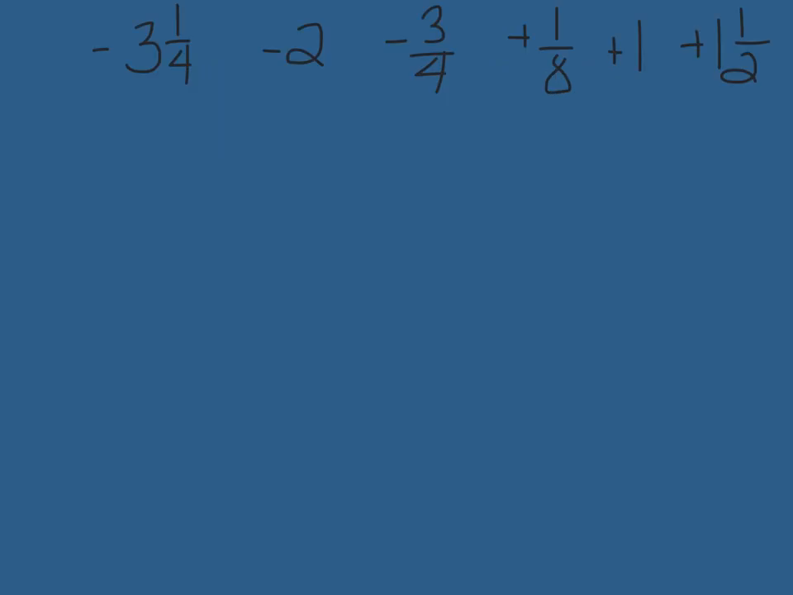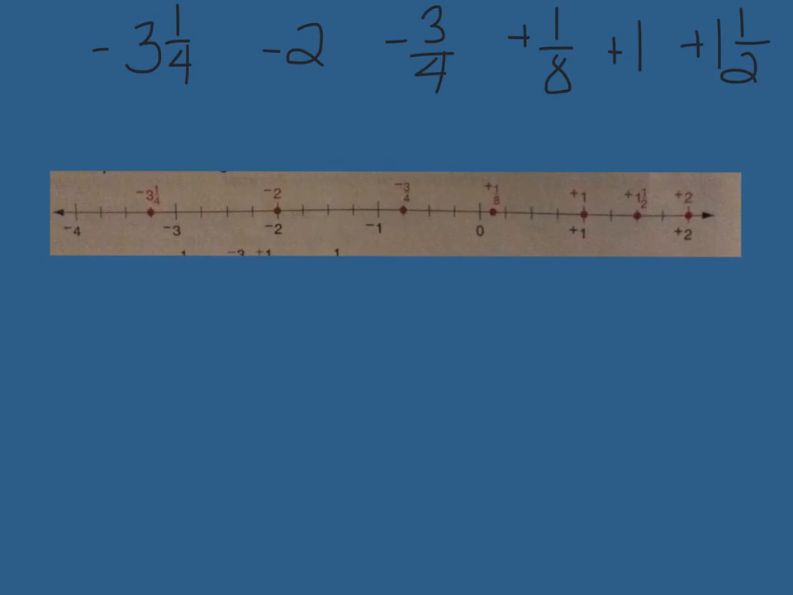So you can have a bunch of different numbers. Here we have negative 3 1/4, negative 2, negative 3/4, positive 1/8, positive 1, and positive 1.5. We can use a number line to represent all of the positive and negative numbers. And that would look like this. Here we have negative 3 1/4, negative 2, negative 3/4, positive 1/8, positive 1, positive 1.5, and also positive 2. So that's what they look like when they're on a number line.